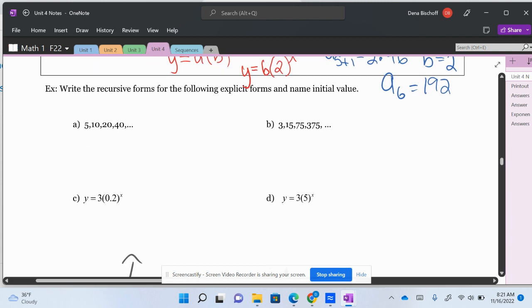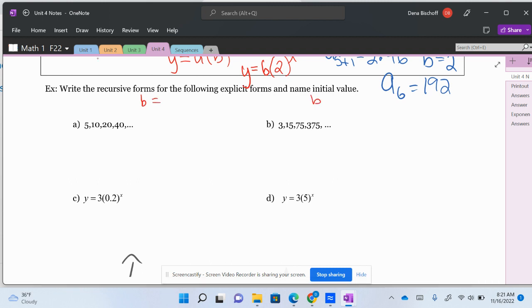So let's talk about what we need. We need to find the base for each one of these, and then we have to name the initial value. We need to write what a sub 1 is, okay? So let's look at example A. Remember your base is your multiplier. What am I multiplying by each time to get the next term? My base here is 2. What is my first term? 5. So the recursive formula, a sub n plus 1 equals my base, which is 2 times a sub n.